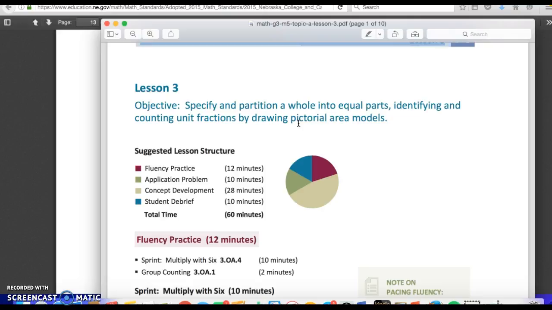Now, in every Engage New York lesson, here's the structure of it. There's a fluency practice for 12 minutes, an application problem suggested at 10 minutes, the concept development, which is the actual lesson about partitioning a whole into equal parts, about 28 minutes, and then a student debriefing, which is about 10 minutes. So the total time for an Engage New York lesson is about an hour.